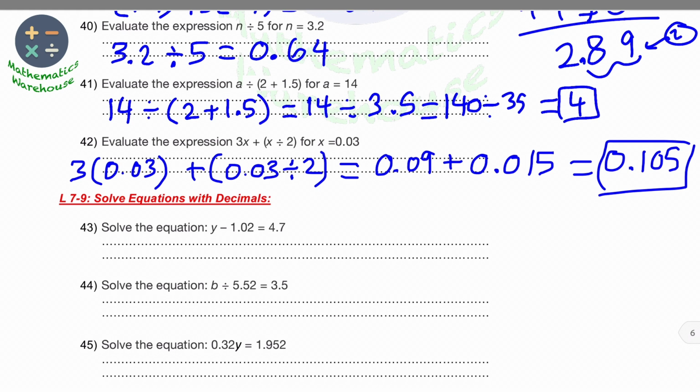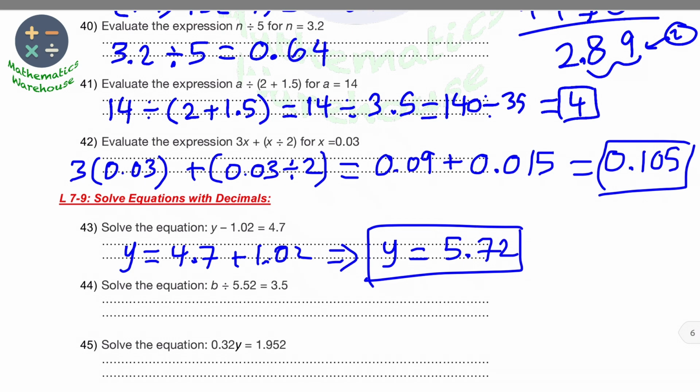For the first question, solve the equation y minus 1.02 equals 4.7. Here we have subtraction, so we're going to add 1.02 to both sides. So the equation would be y equals 4.7 plus 1.02. Now we can add these. The answer y would be 5.72.